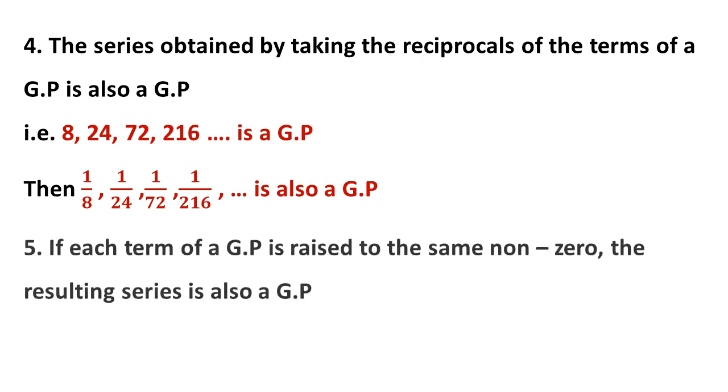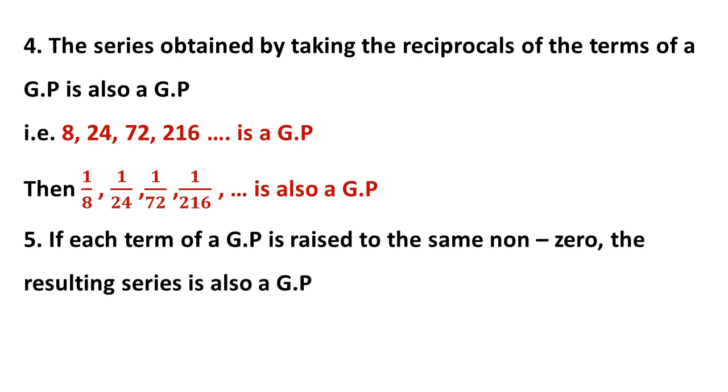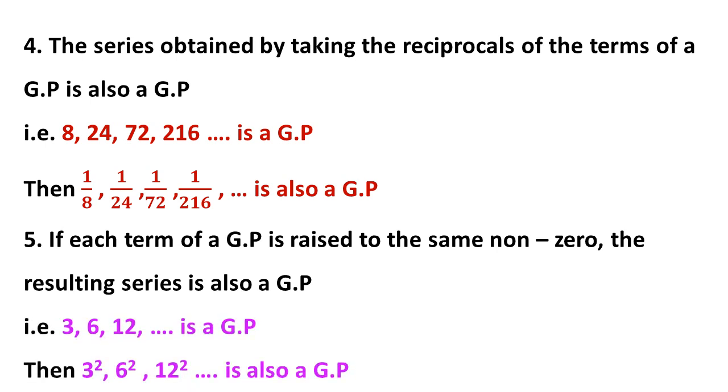So the next property is, if each term of a GP is raised to the same non-zero power, the resulting series is also a GP. That is exponents, the power. Consider an example: 3, 6, 12. If you find 3 square, 6 square, 12 square, here the power is non-zero and it is the same for each term of the series. In such a case, the new terms also result in a GP.